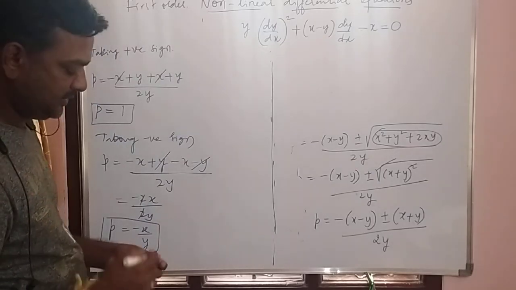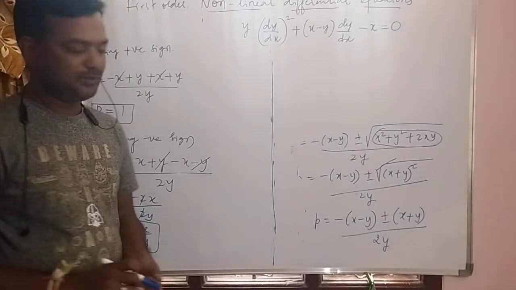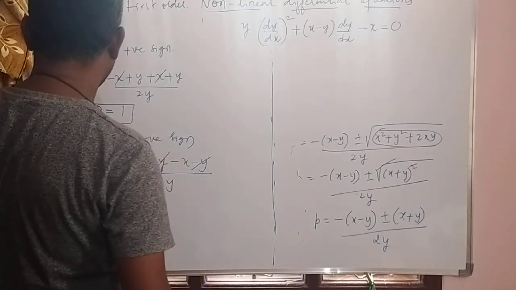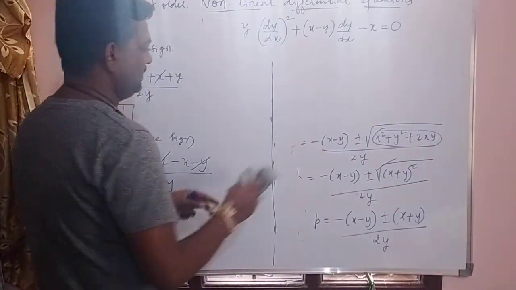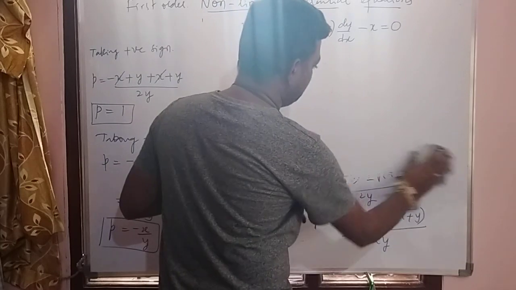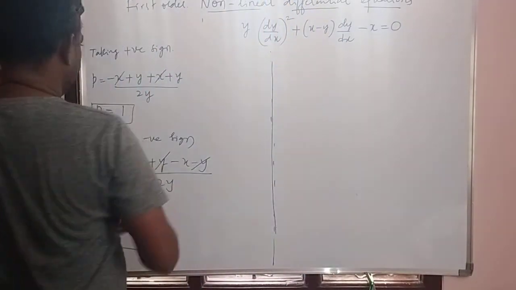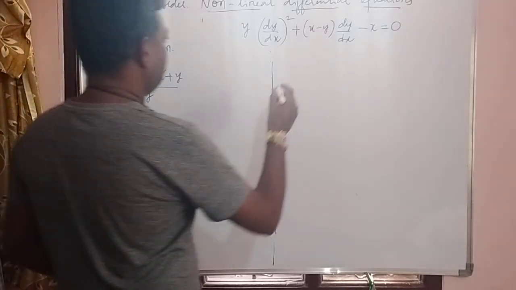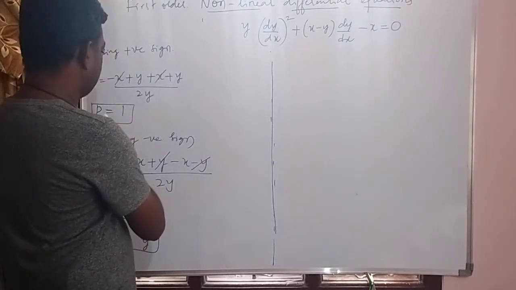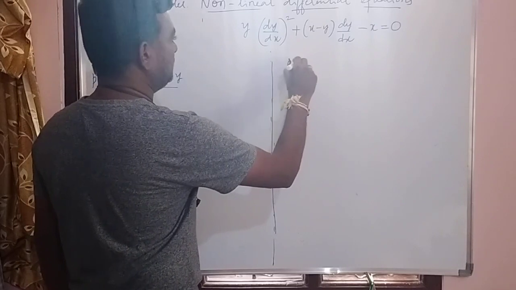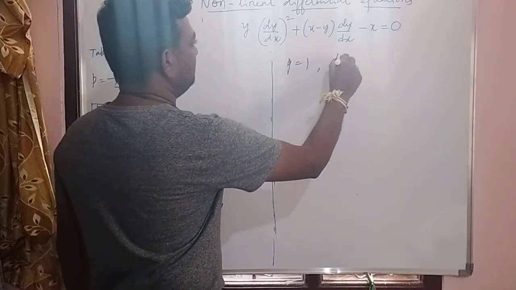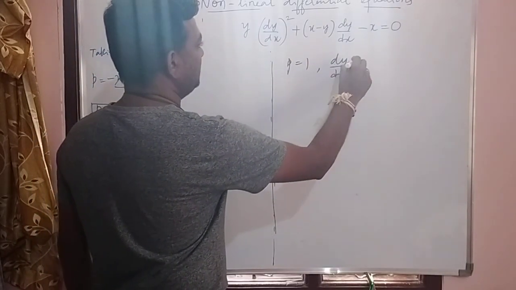We need to solve these equations, students. Since the P value, you know already, what is the value of P? P is equal to dy by dx. Okay, so let us take the first equation, P is equal to 1. P means dy by dx is equal to 1.